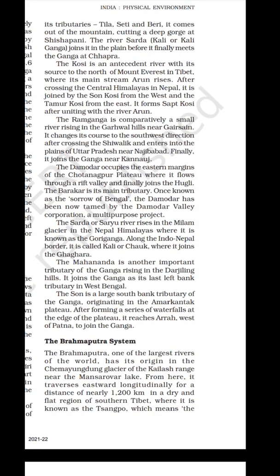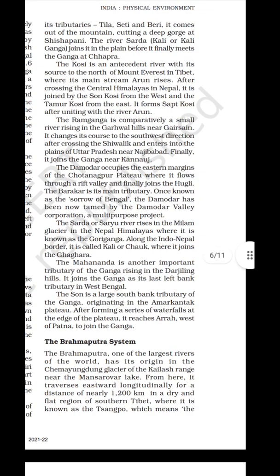The Kosi is an antecedent river with its source to the north of Mount Everest in Tibet, where its main stream Arun rises. It crosses the central Himalayas in Nepal. It is joined by the Sun Kosi from the west and the Tamur Kosi from the east. It forms the Sapt Kosi after uniting with the river Arun.